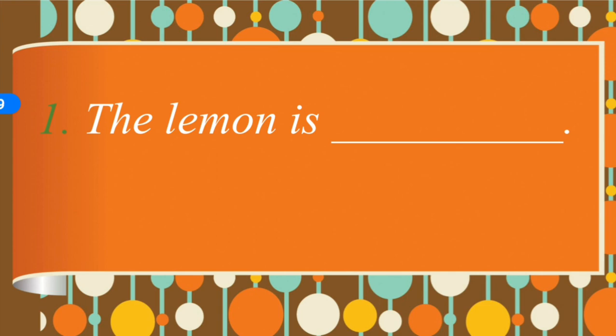The first one is: the lemon is dash. Now the clue is taste. So we have to write a describing word that describes the taste of lemon. Yes. Very good. We can say the lemon is sour.